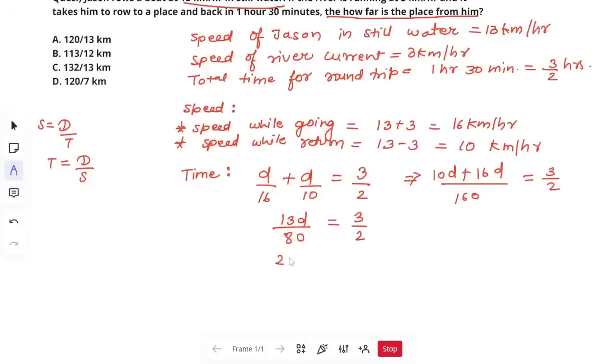So this 2 will multiply there, which is going to be 26d, and this 80 into 3 will be 240. Okay, now d will be what? 240 divided by 26, and if we cancel this by 2, it will be 120 divided by 13. Okay, and distance is in kilometers, so we will write kilometer. Let's see if we have that option. Yes, option A is this one. The correct answer of this question is going to be option number A. Hope you have understood it.